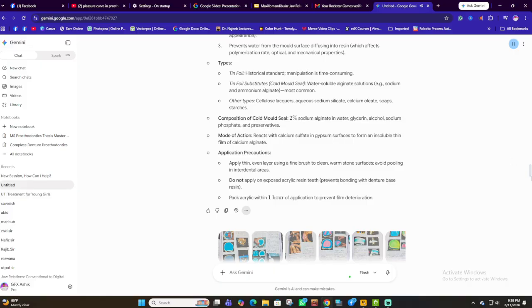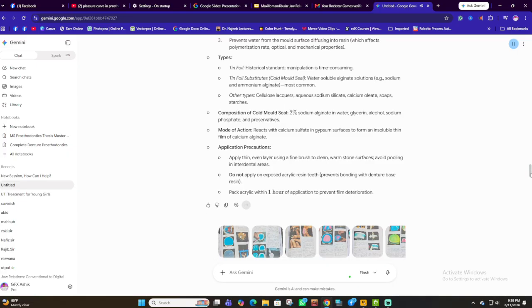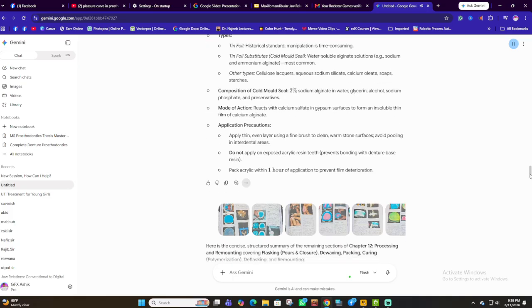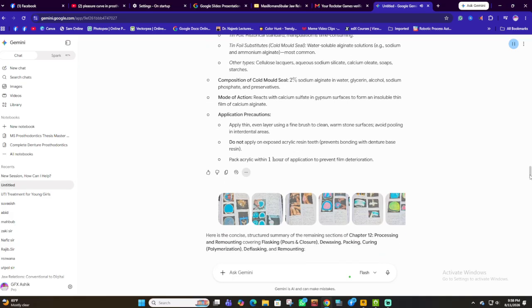Application precautions: apply a thin, even layer using a fine brush to clean, warm stone surfaces, and avoid pooling in interdental areas. Do not apply on exposed acrylic resin teeth, as it prevents bonding with denture-base resin. Pack acrylic within 1 hour of application to prevent film deterioration.